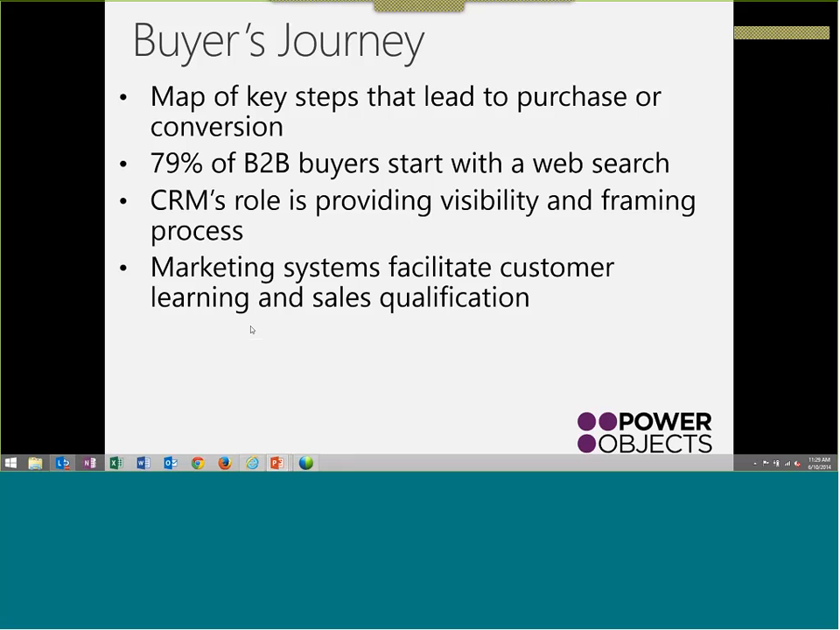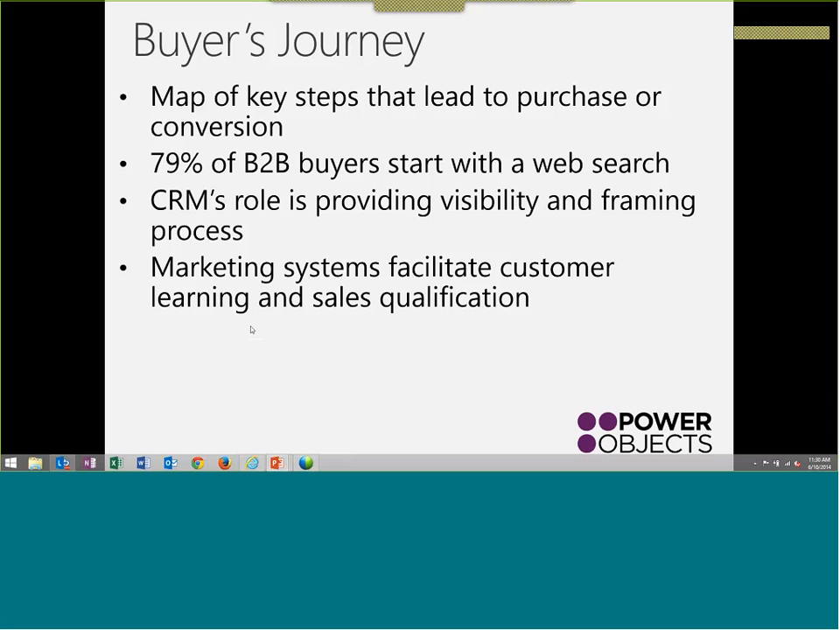When we think about how marketing technology and CRM fit into this framework, CRM's role is really to provide visibility and frame up the process that happens. What can we react to as an organization based on this buyer's journey? What interactions are happening along the way, and what can we do to affect or shape the map of that journey? From a marketing systems perspective, we're facilitating some of that customer learning. We may be using marketing to enable folks to learn what we want them to know about our product offering and our message. And marketing systems, from an automation standpoint, can lead to sales qualification, automate some of those processes, and deliver the metrics along those different stages.